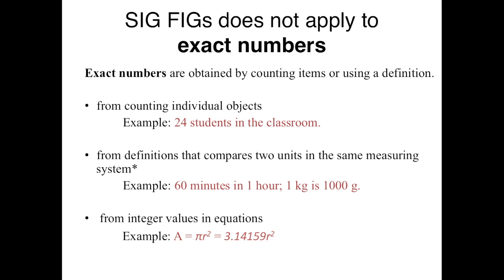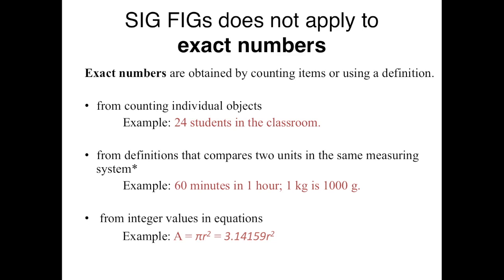Okay, so we talked a lot about sig figs, but not all numbers have significant figures. It turns out sig figs only apply to numbers that come from measurements. The other type of number is called an exact number, and they do not have sig figs. Okay, exact numbers, what are they? Exact numbers are obtained by counting items or using a definition. So when you count something, you're not using any instrument to measure it, or when you're using a definition, again, you're not using an instrument to measure it.